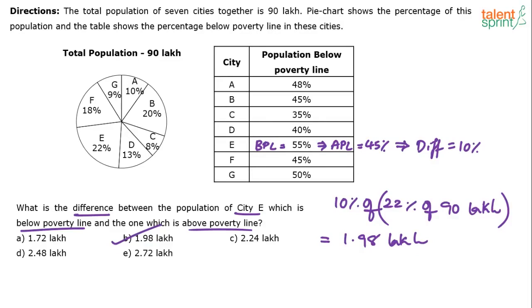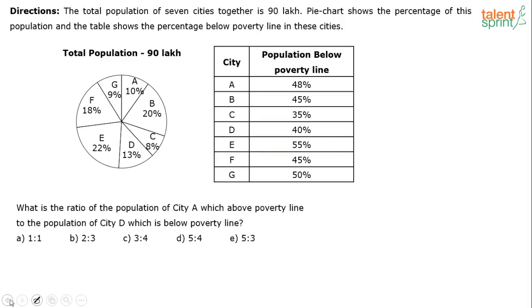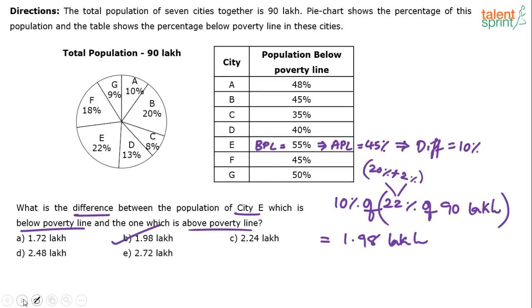Simple calculation, right? 22. How do you do this? 22% is 20% plus 2%. I can also take it as 25% minus 3%, but 20 plus 2 is easy to calculate. Why is it easy? The moment I get 20%, 2% is readily available. 20% of 90 lakhs is 18 lakhs. If 20% is 18 lakhs, 2% will be 1.8 lakhs. So 18 lakhs plus 1.8 lakhs, 19.8 lakhs. 10% of 19.8 lakhs, 1.98 lakhs.